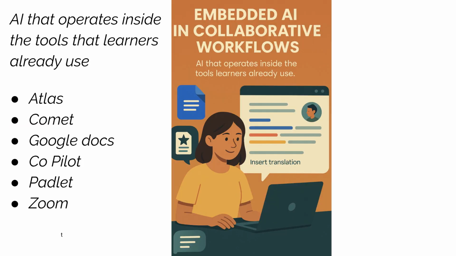AI is especially powerful when built into tools learners already use, like Google Docs, Zoom, Padlet, and AI-enabled browsers such as Atlas and Comet. Atlas can even take over your browser to handle time-consuming tasks like reformatting or filling out forms. Gemini can translate text inside a Google Doc and place it exactly where it belongs, supporting multilingual collaboration.